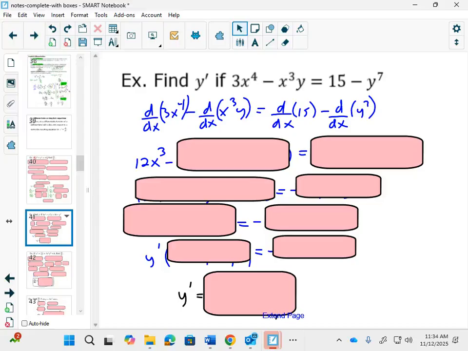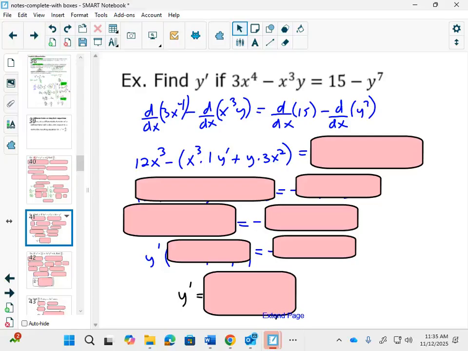How do we do the derivative of x cubed times y? Well, x cubed times y is a product rule. We have to keep one the same and do the derivative of the second one. What's the derivative of y? It's the derivative of y, and you can either use the y prime notation or dy/dx. Then you keep the second one the same and multiply by the derivative of the first one.